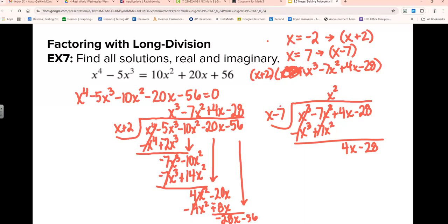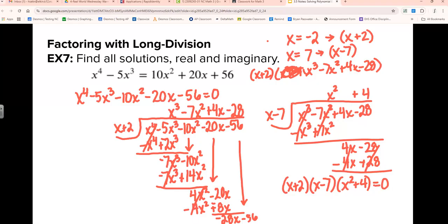So I've got to say, what times x would give me 4x? Just a 4. So we add 4. 4 times x gives you 4x. 4 times -7 gives you -28. Both of those cancel. So you get x squared plus 4. So what that means is my problem now is x plus 2 times x minus 7 times x squared plus 4 equals 0. So that division has factored this out.